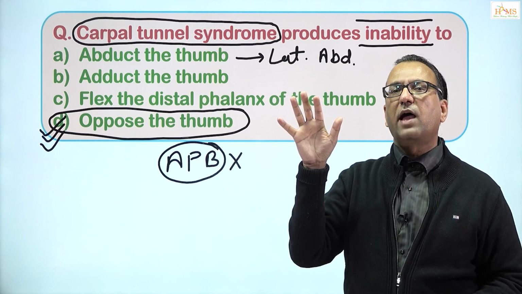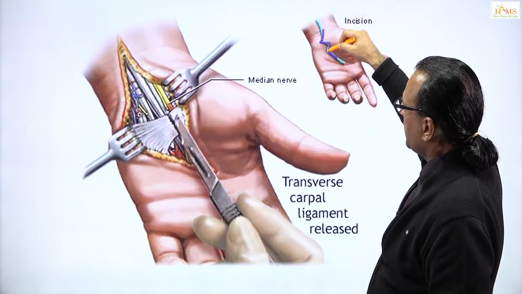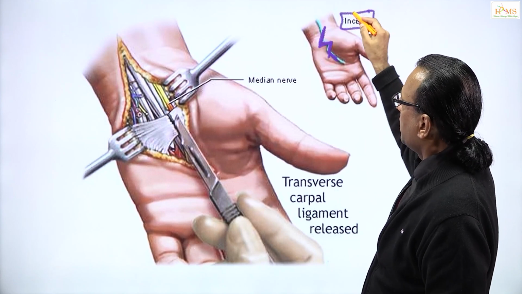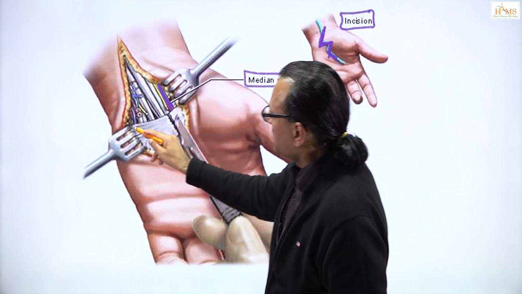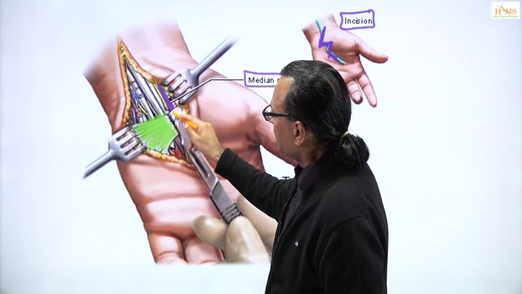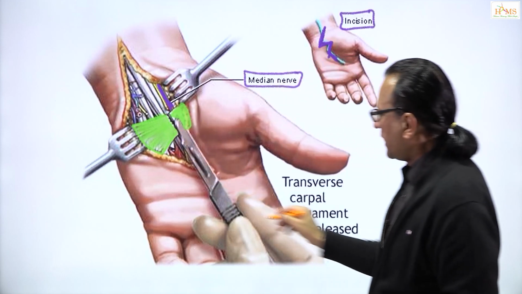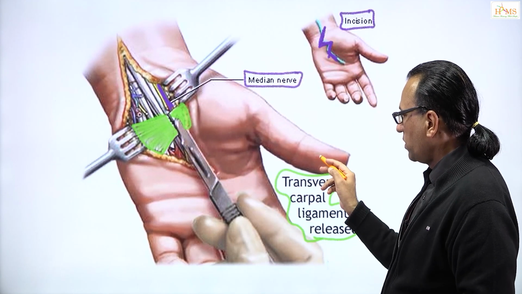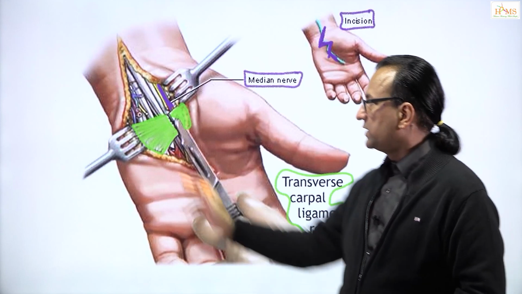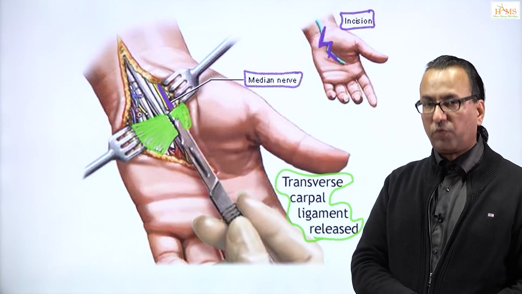Let us look at one diagram for the same. So here is the zigzag incision we are talking about, and we are decompressing the median nerve, which is shown here. This is the flexor retinaculum, which we are incising with the help of a scalpel and releasing the tension on the nerve. So this transverse carpal ligament or flexor retinaculum has been incised, and the tingling sensation or other symptomology will improve in the patient.